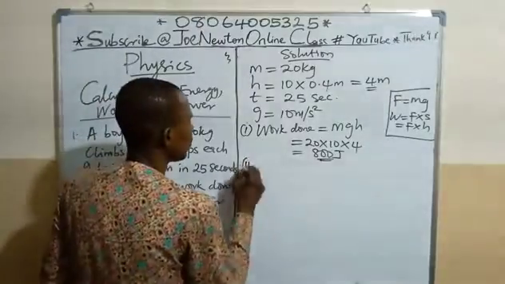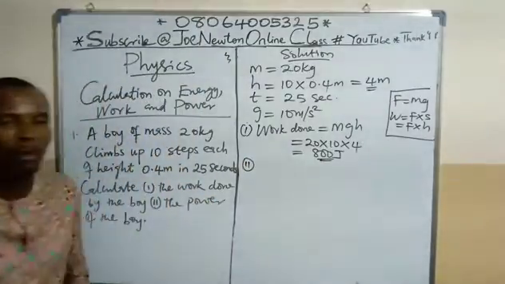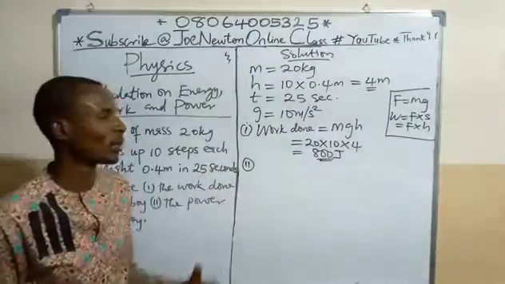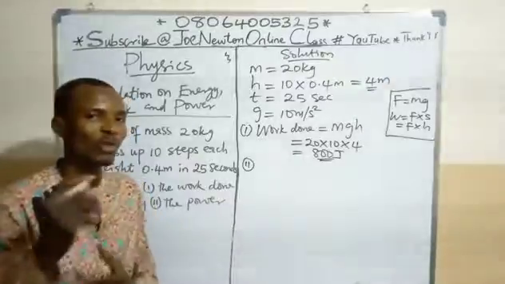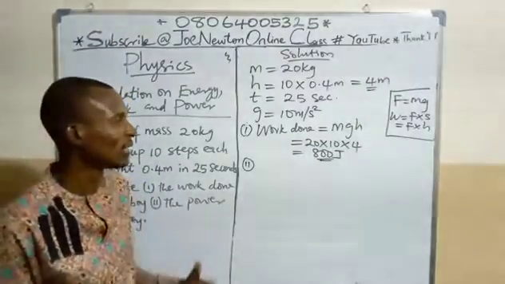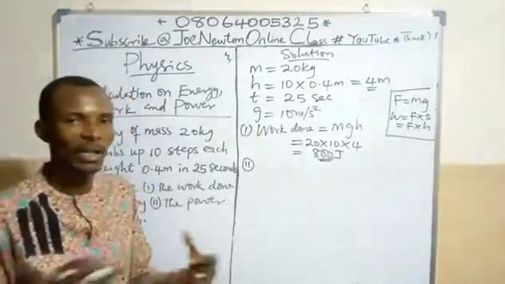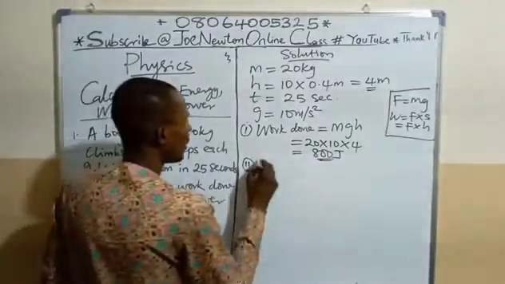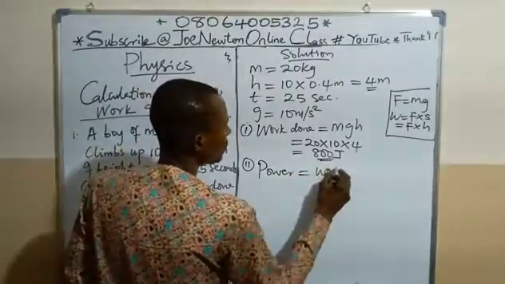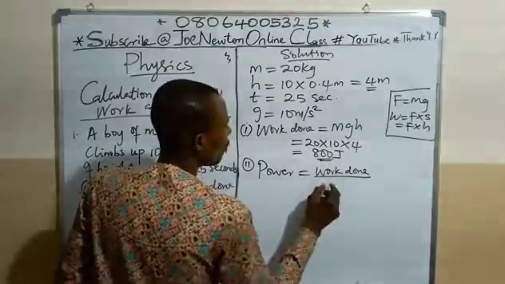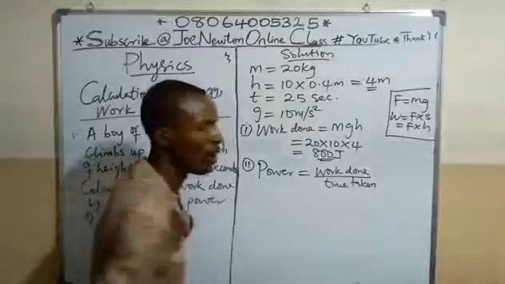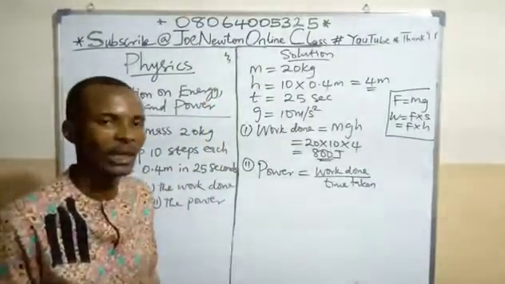Then for question (ii), we are asked to calculate the power of the boy. You can see that even if we are not asked to calculate the work done by the boy, as soon as the question asks us to find the power, we cannot determine the power without getting the work done or energy expended by the boy. So power equals work done over time taken, or energy expended over time taken.